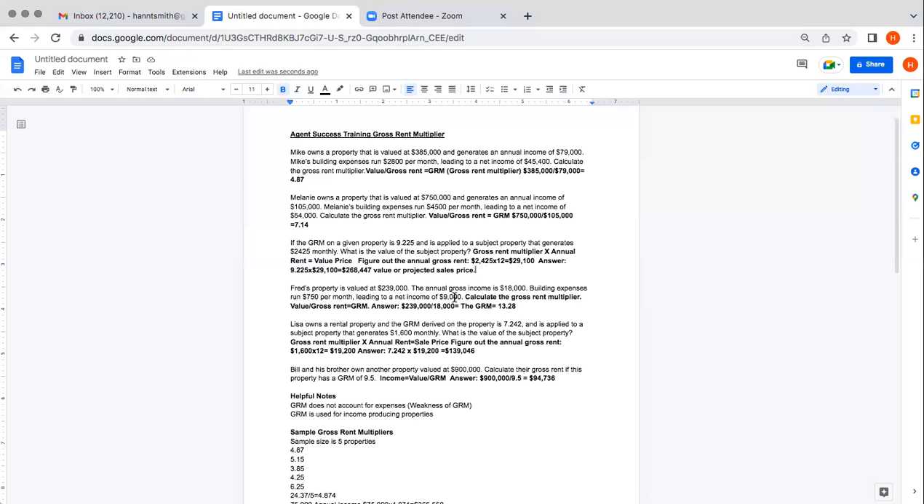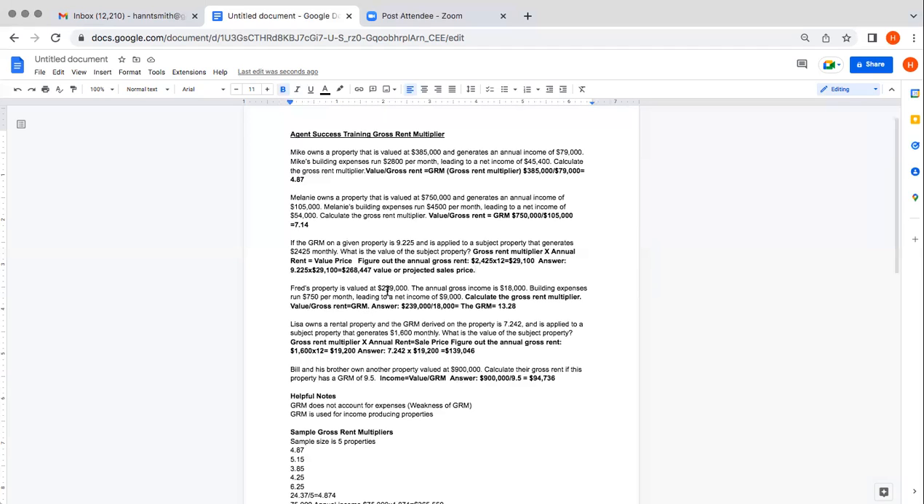Again, we don't care about net income. We're looking for gross income or the gross rent multiplier. And the expenses don't matter because they're not accounted for in the gross rent multiplier. That's why it's such an easy calculation. Calculate the gross rent multiplier. So here's the equation: value divided by gross rent equals gross rent multiplier.